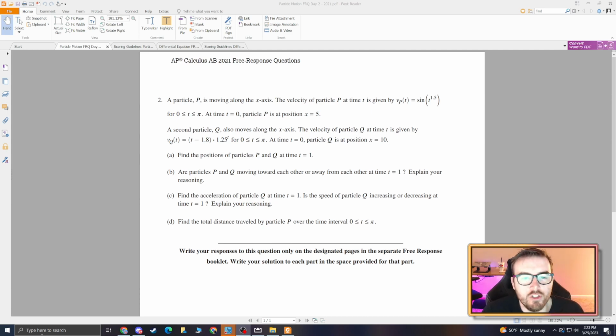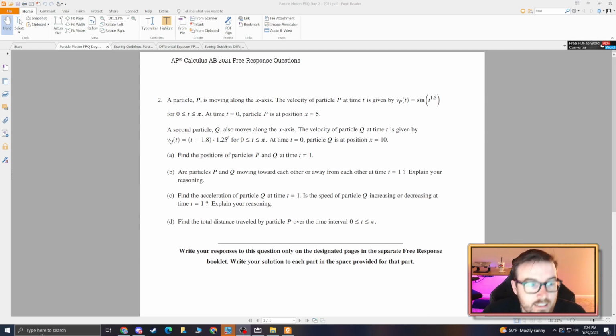A second particle Q moves along the x-axis. The velocity of particle Q at time t is given by that velocity function between 0 and pi. And again, an initial condition: at time t equals 0, particle Q is at position 10. Find the positions of particles P and Q at time t equals 1.